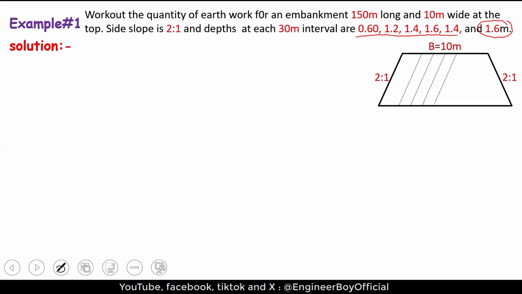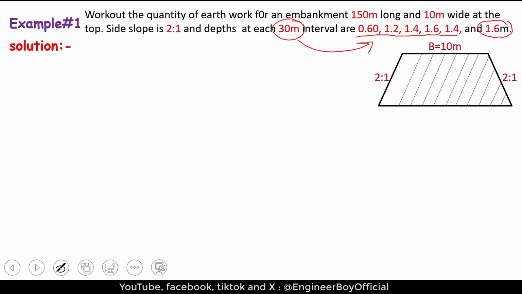Now, we have to determine the cross-sectional area, the shaded area, and then we will multiply this with the length so we can have the quantity. But the cross-sectional area can be different after each 30 meters, because the depths are different after each 30 meters. So it's not that simple to just multiply the area with the length. We're going to do this in a nice table.